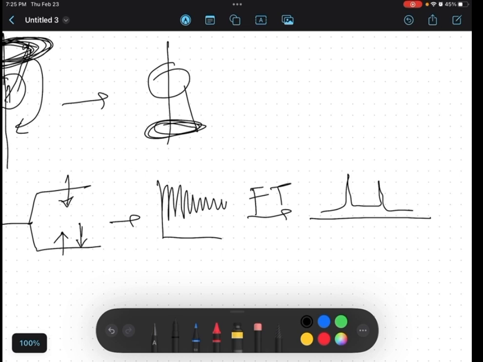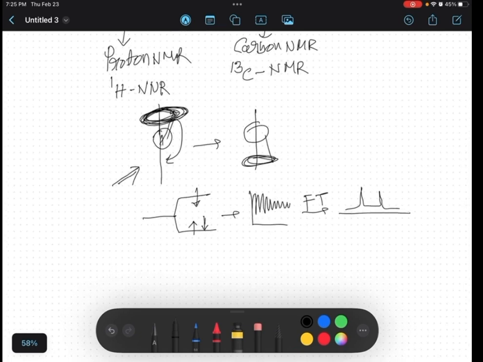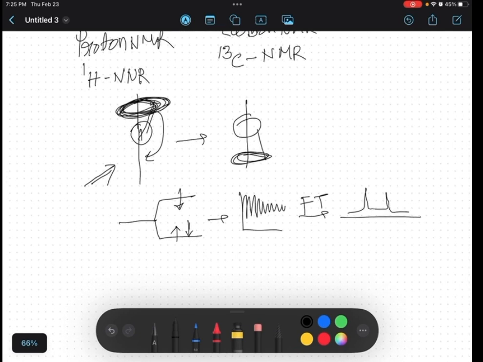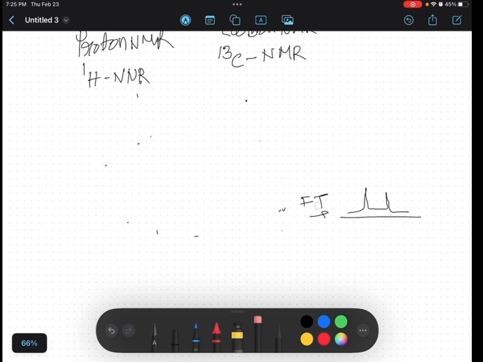So this is the very basic thing. If you want to know more about it, you can go to a basic spectroscopic book for more details. I'm not going into those details. I will discuss how to read the proton spectra and carbon spectra to determine the structure.